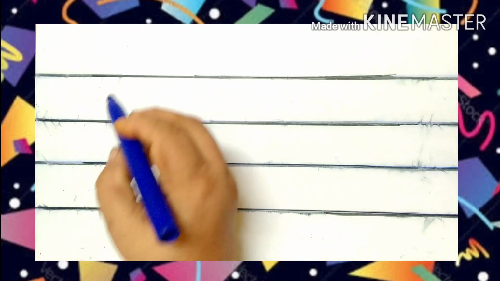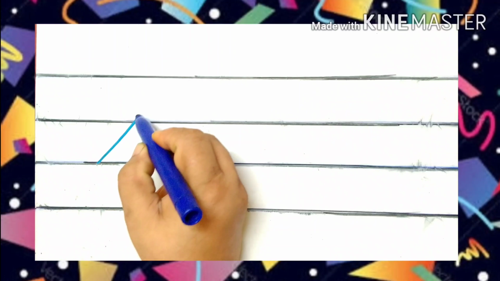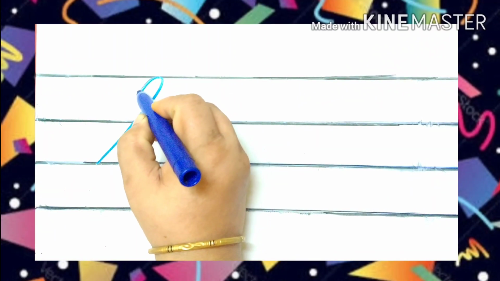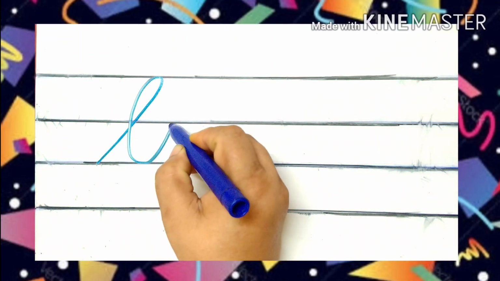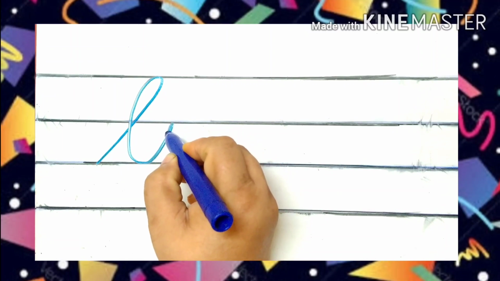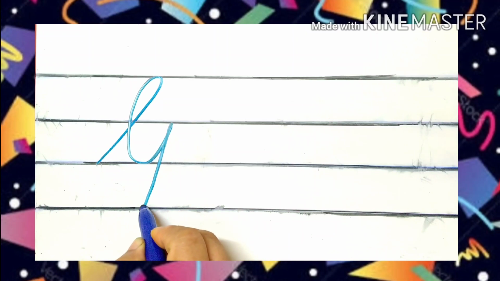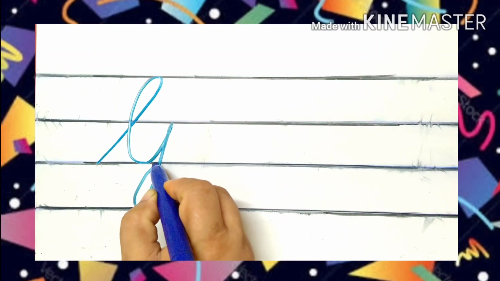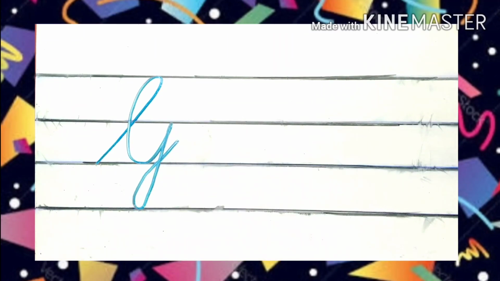Next letter is G. So children, put your pencil on the third line. Make a slant line. Touch it to the top line. Curve it. And again curve it. Touch it to the second line. Drag it nicely and touch it to the fourth line. Curve it and cut it to the third line and make a tail like this.